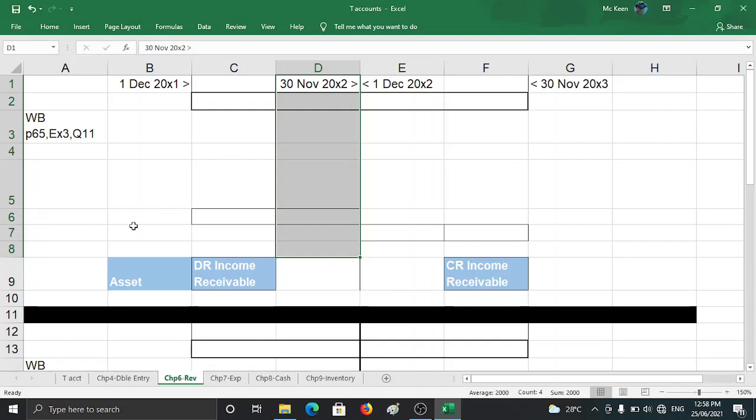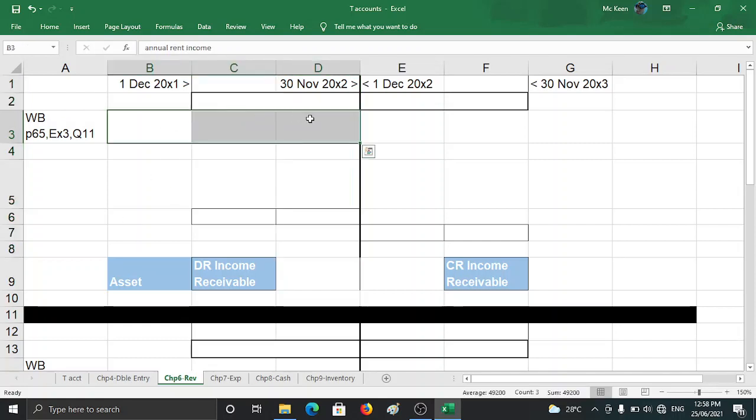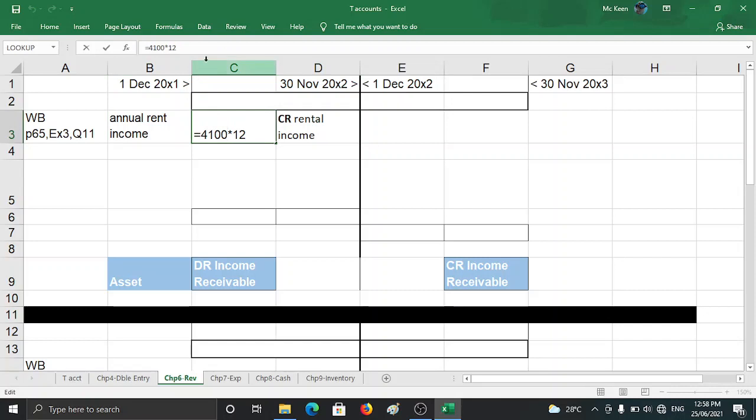So you are given the rental rate of $4,100 per month. What does that tell you? What do you need to know? So you know your annual rental should be 4,100 times 12 months. This will be reported in your rental income in your financial performance report.